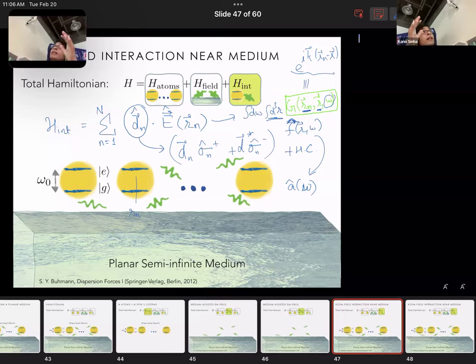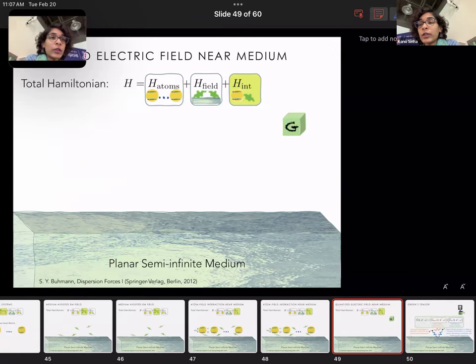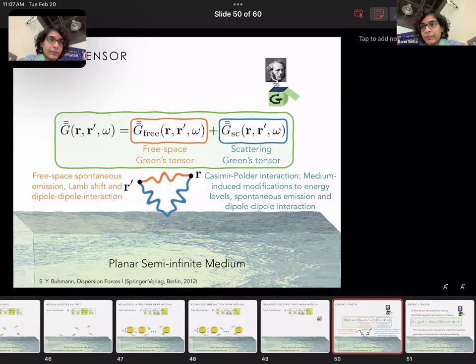Now we can write our electric field in the presence of a surface. And again, this Green's function or Green's tensor is very convenient because it does all the work for us as far as describing electromagnetic fields near media goes. Okay, so having written that, we can now move on to actually the Green's function itself and open that up a little bit.